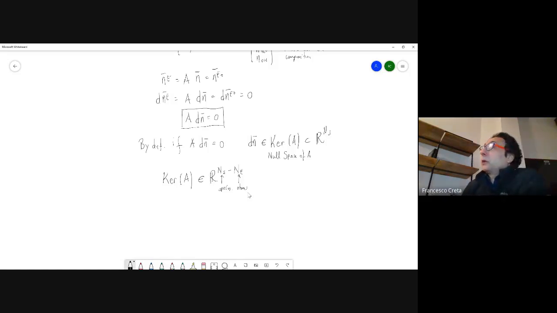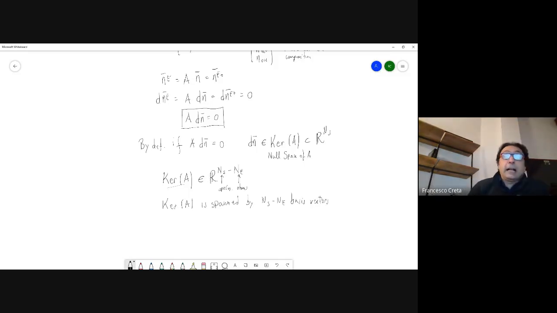Most of you will know this, but I'll repeat it. What does it mean when a vector space like the kernel of A has dimension 2, for example ns minus ne? It means that the set of basis vectors that generates it is composed of ns minus ne basis vectors, in this case only 2. So it's a plane, generated by 2 basis vectors, obviously. Another way of saying this is that the kernel of A is, in English, we say spanned, or if you will, generated, by ns minus ne basis vectors.